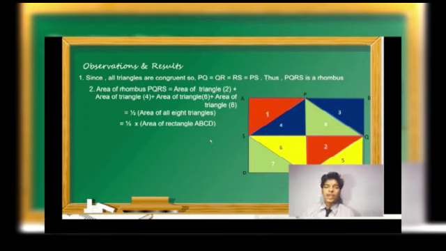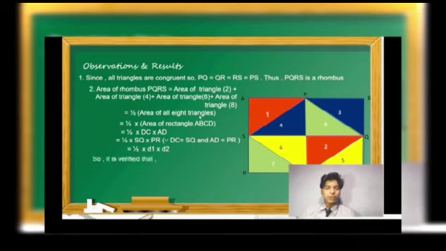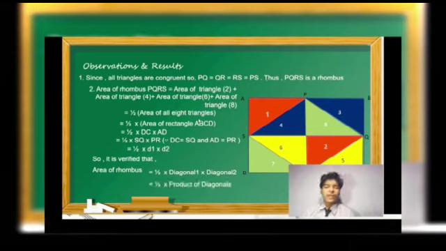Equals half into area of all triangles, equals half into area of rectangle ABCD, equals half into DC into AD, equals half into SQ into PR, because DC equals SQ and AD equals PR, equals half into diagonal 1 into diagonal 2. So from this it is verified that area of rhombus equals half into diagonal 1 into diagonal 2, equals half into product of diagonals.